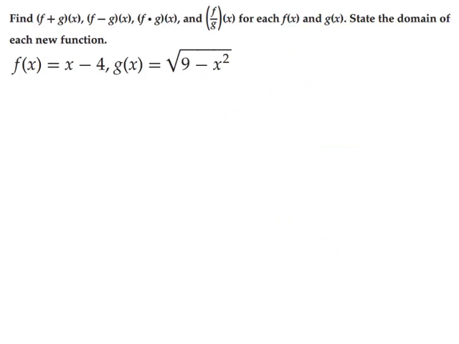Alrighty, so now, if you look at this one, it's kind of a monster problem. If I were you, I would just do f of x equals x minus 4, g of x equals root 9 minus x squared. And if I remember right, you have one of these on the test. Instructions are to find f plus g of x, f minus g of x, f times g of x, and f divided by g of x. A, B, C, D. So this is basically like the 4 problems we just got done doing.